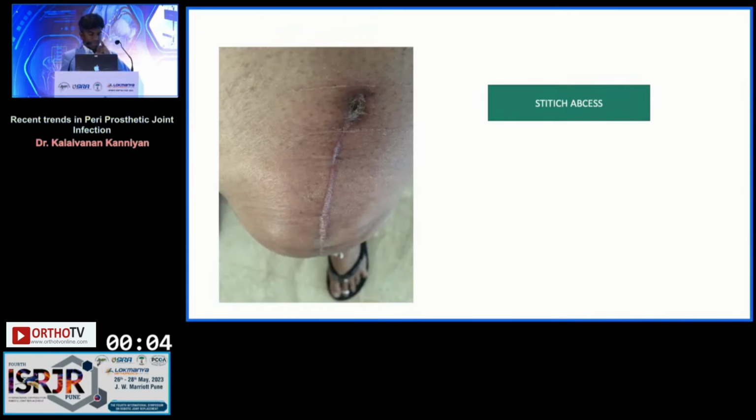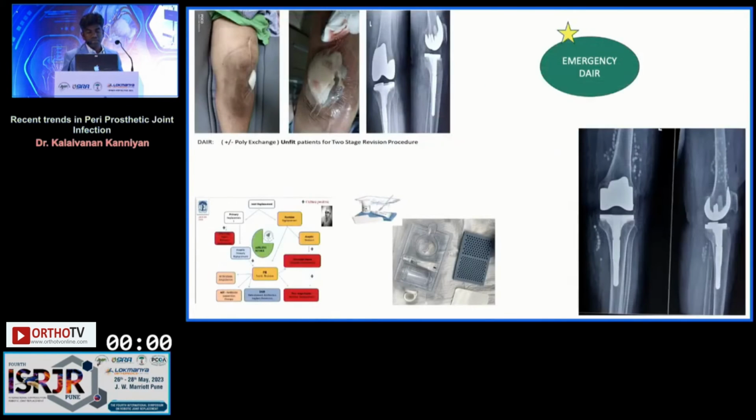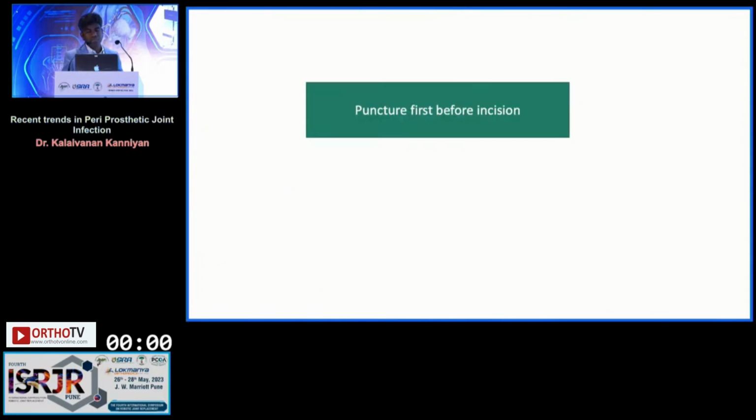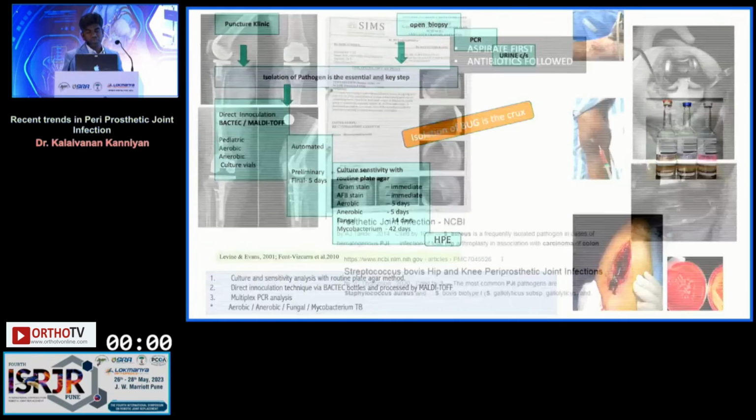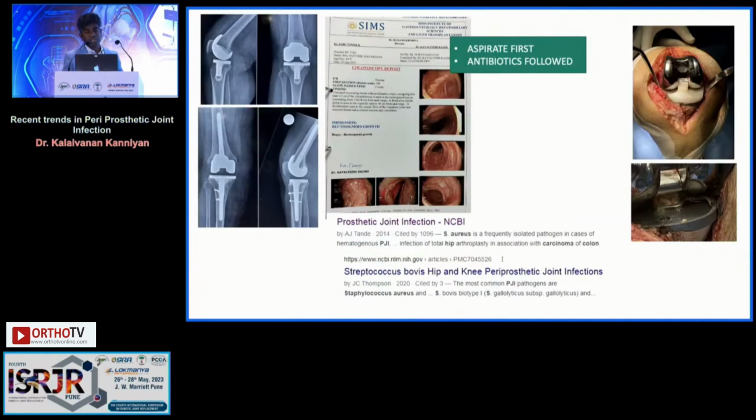Whenever such a patient comes, do not rush, wait. Stitch abscess is quite common, and don't be aggressive in patients where we have to do a DAIR, as the results are good. Puncture is more important, because when we aspirated this patient before giving antibiotics, she grew Aggregatibacter, which is a sign of CA colon. She underwent sigmoid resection and she is now fine. Thanks, everyone.